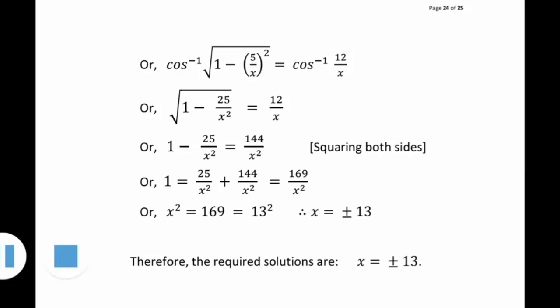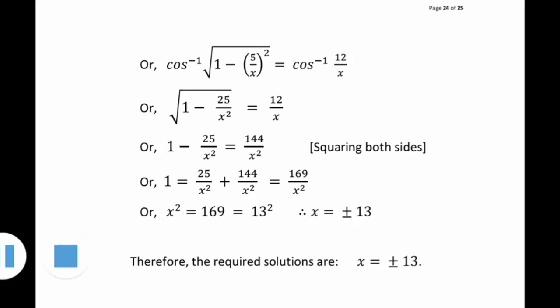To eliminate the square root term, we have to square both sides here again. So squaring both sides, we get 1 minus 25 by x square equals to 144 by x square. So in this step, the fourth step, if we consider all the terms containing 1 by x square in one side, here it is in the right hand side, we get 1 equals to 25 by x square plus 144 by x square equals to 169 by x square.